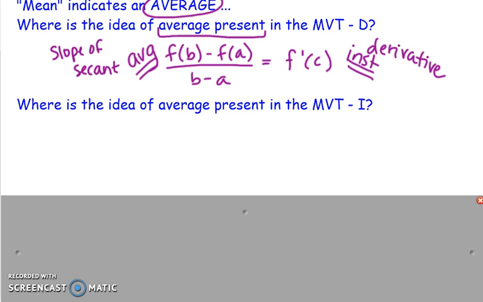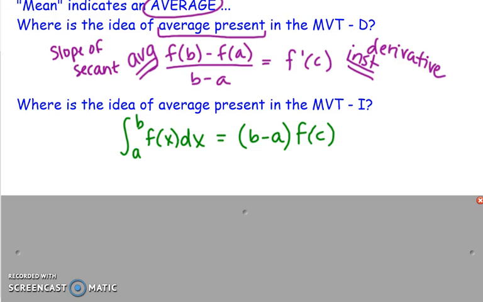that's going to be equal to our exact area underneath the curve. So officially, I'll write this the way that we usually see it, the integral from a to b of f of x dx is equal to b minus a times f of c.